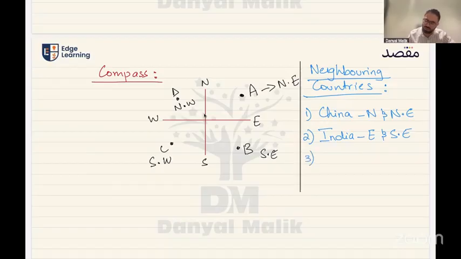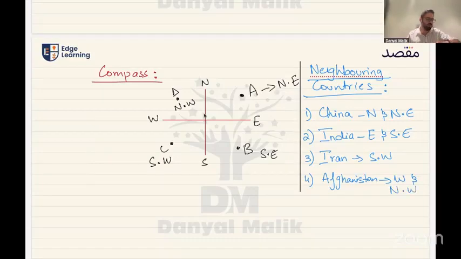Number three we have is Iran. Iran is southwest of Pakistan. Number four we have is Afghanistan. Afghanistan is west and northwest of Pakistan. Okay. Now, having said this, how will we go forward?